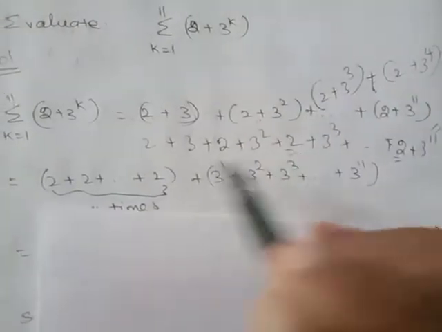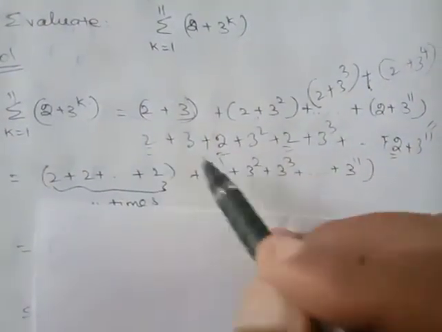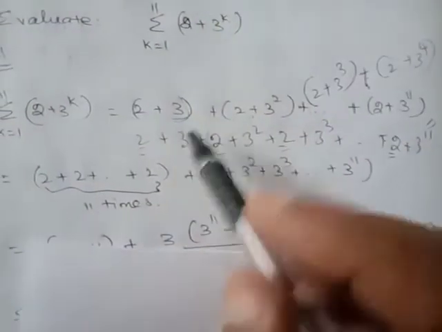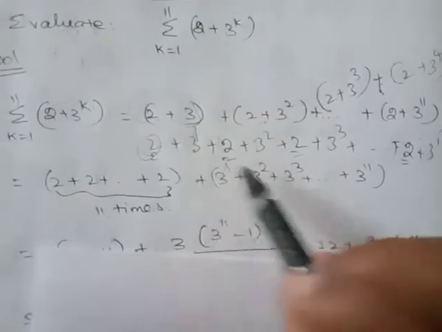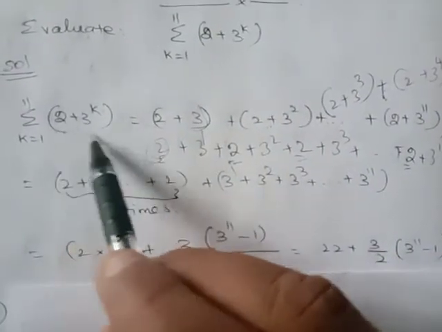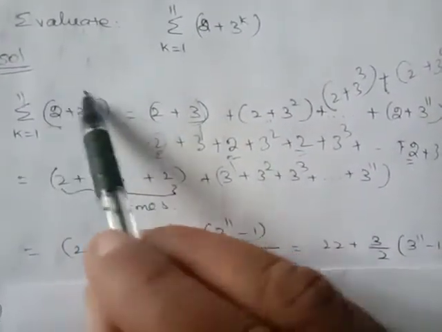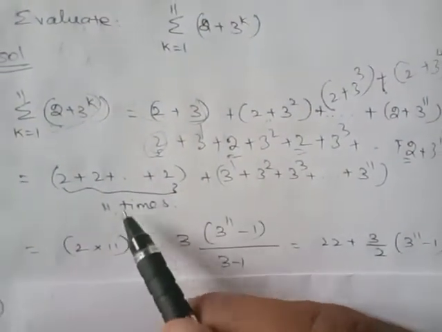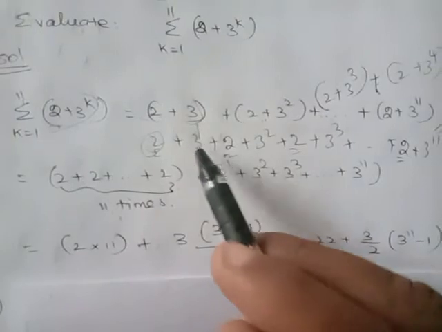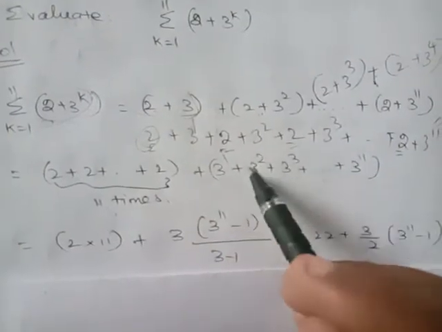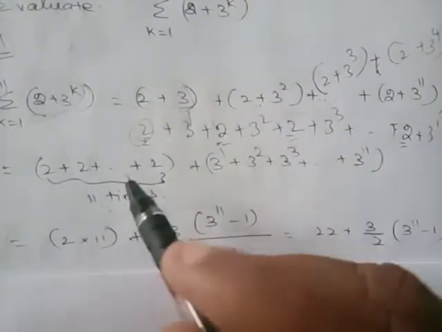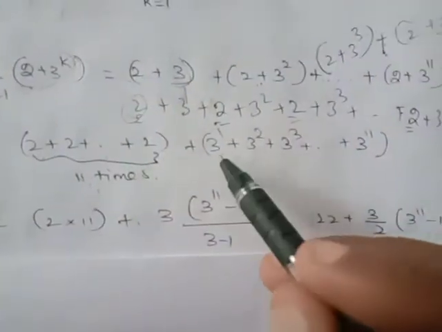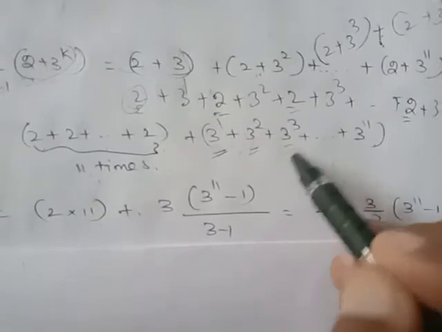Here if you take all the 2's together, we get 11 2's, because whenever one 3 comes, one 2 comes. The number of 2's depends on the number of terms here, if you observe it. So there are 11 2's available, and then apart from it we have 3 power 1, 3 power 2, 3 power 3, and so on. We know that this can be rewritten as 2 into 11. Here if you observe it, it forms a GP.